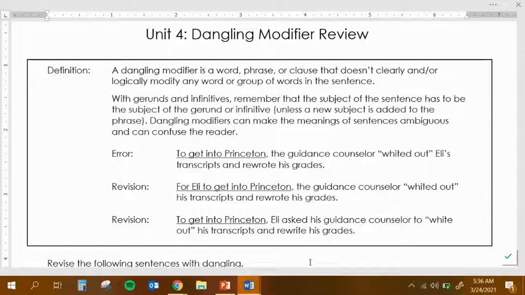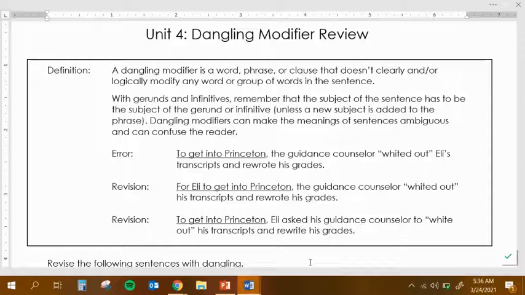So you have two solutions. For an infinitive, you can either add a subject to the infinitive, which I think is the easiest solution. So I wrote, "For Eli to get into Princeton." But if I didn't want to do that, I would simply revise the sentence by making Eli the subject: "To get into Princeton, Eli asked his guidance counselor to white out his transcripts and rewrite his grades."